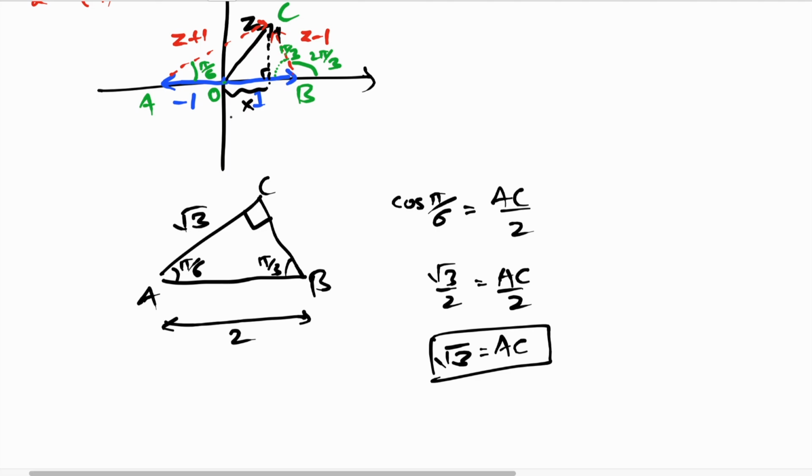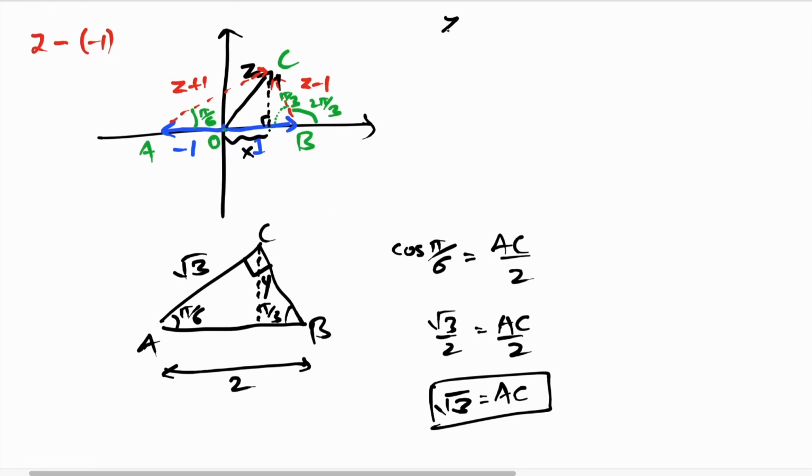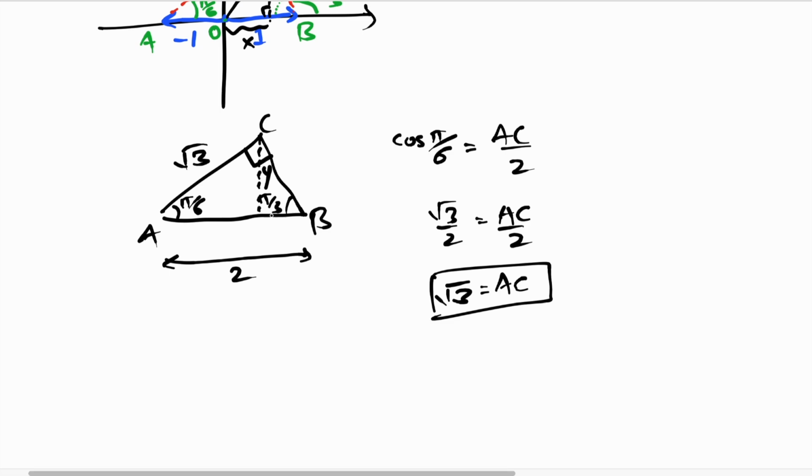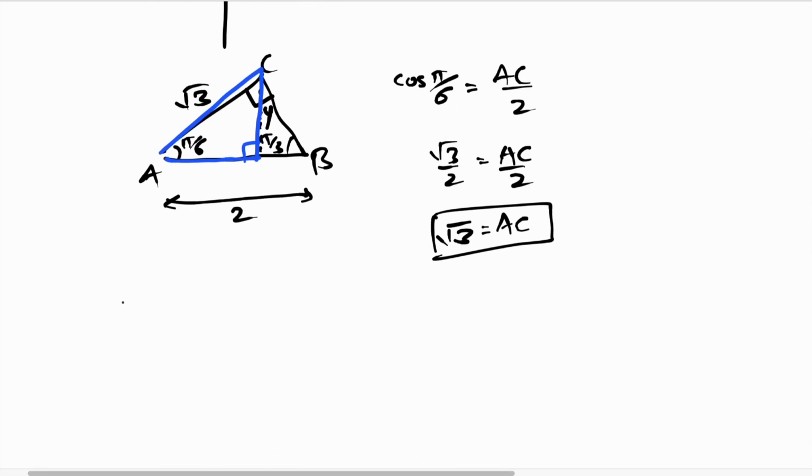Okay, now I'll draw the perpendicular here, and this length is nothing but the imaginary part y of the complex number z. Okay, I'll write z is equal to x plus iy here. Now if I consider this triangle here, I'll label the triangle in blue. Okay, it's also a right angled triangle. So for this triangle, can I say sine pi by 6 is equal to y upon root 3?